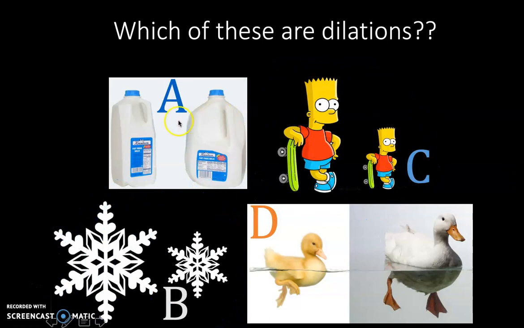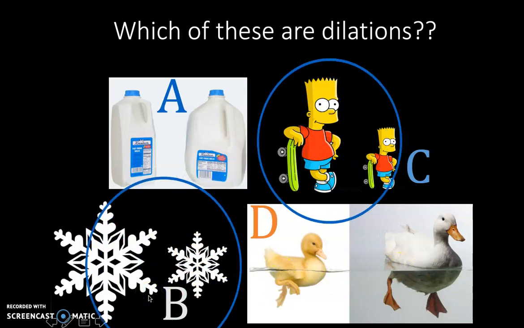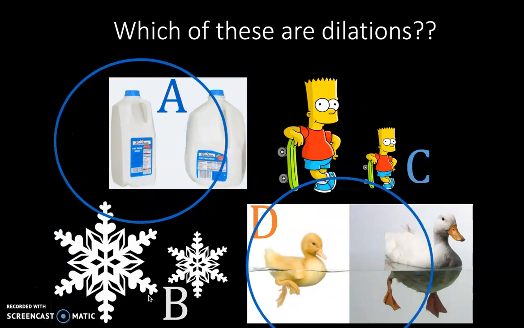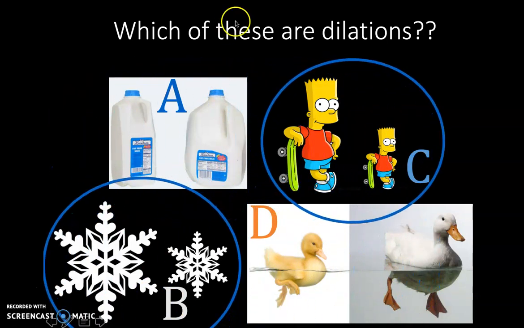So in this case, if I looked at A, the shape changes and the size, so A cannot be it. If I look over here at Bart Simpson, I still have the same picture. It's just smaller. So I say C can be it. If I look here, they're the same picture again. Same shape, just different size. So B. If I look here, those pictures are not the same. So I can clearly say that B and C are dilations because it keeps the same shape and only the size is changing.